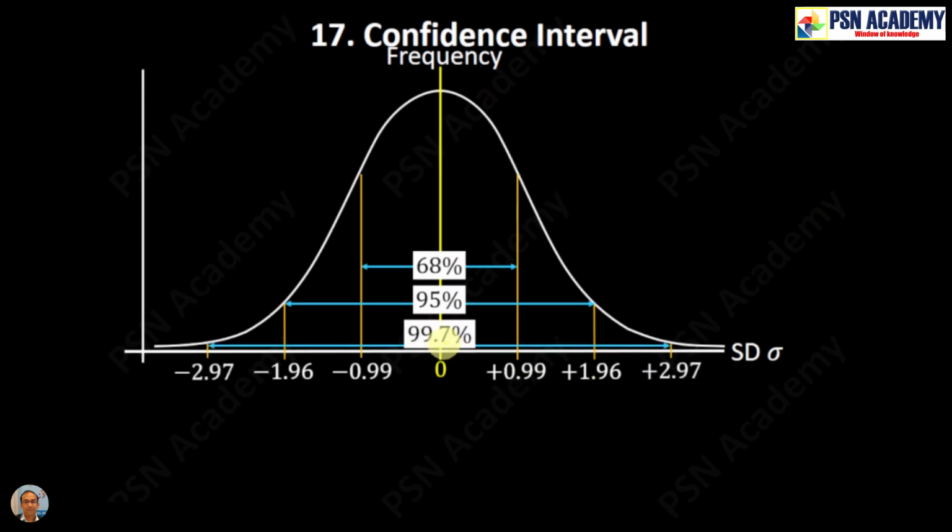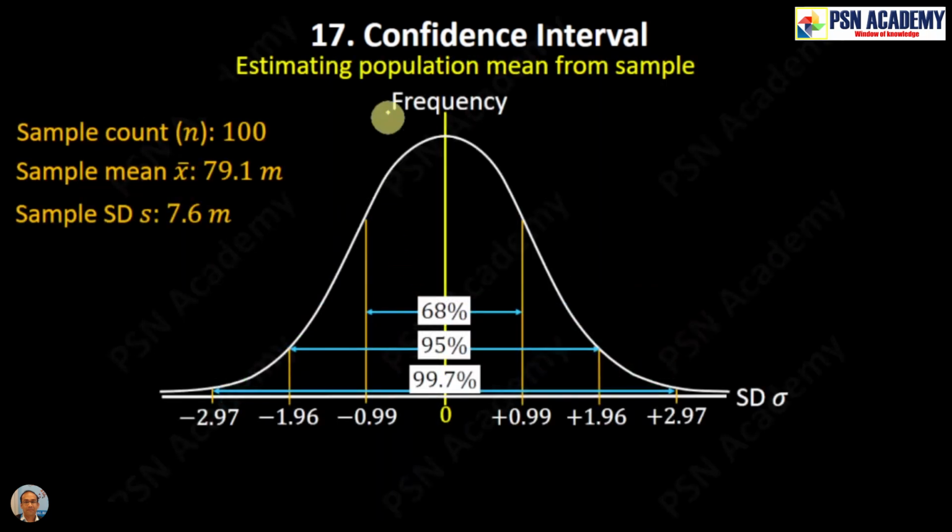Again, 99.7% of the data will lie between minus 2.97 and plus 2.97, and also 99% of the data will lie between minus 2.58 and plus 2.58. Now, one thing to be noted is that this percentage, this proportion of data, is not affected by the shape of the distribution. Whether the shape of the distribution is higher, flatter or wider, it doesn't matter.